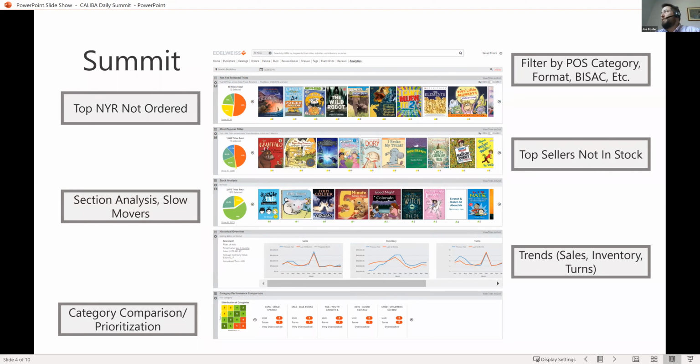I don't like saying Edelweiss Plus. I just like saying Edelweiss, so I'm just going to do that. But there's a whole bunch of different tools in there, and we are going to talk a little bit about each one of those today and how they work into a schedule.